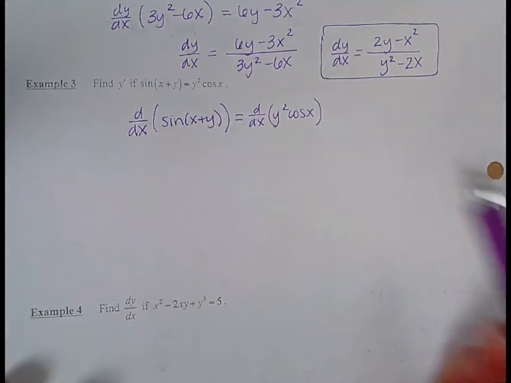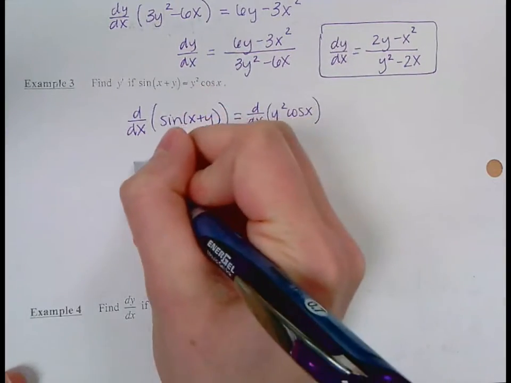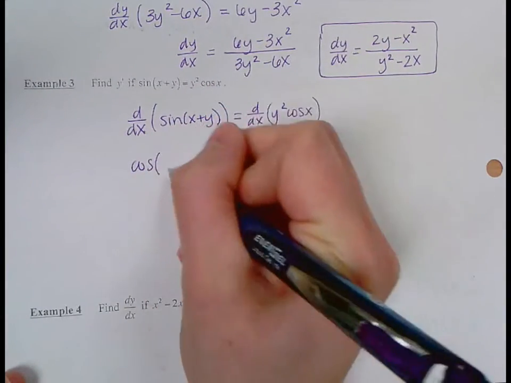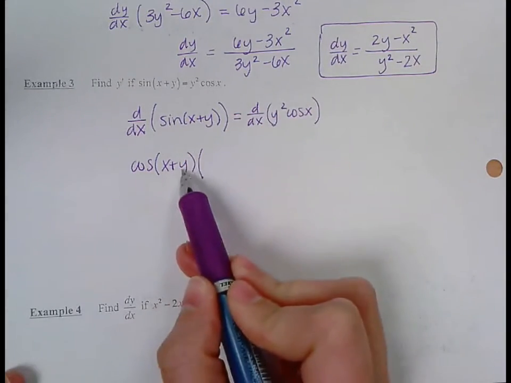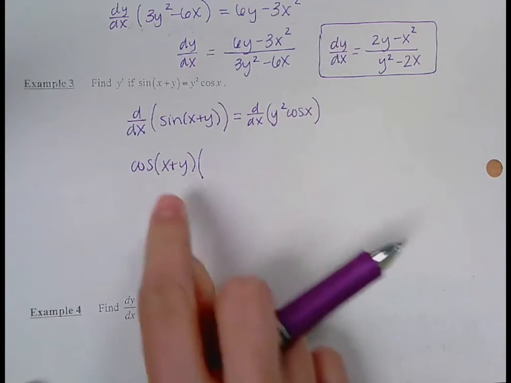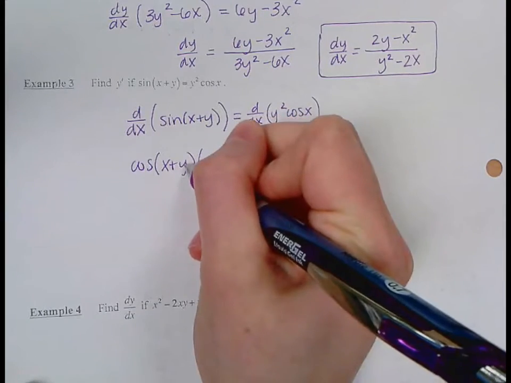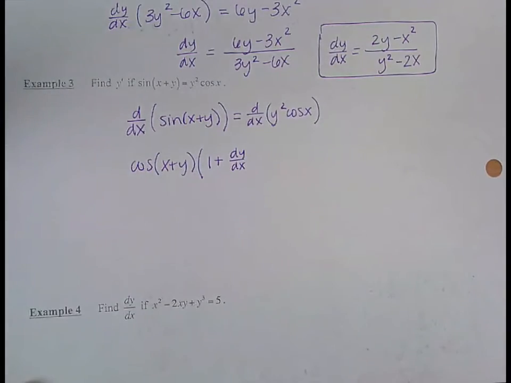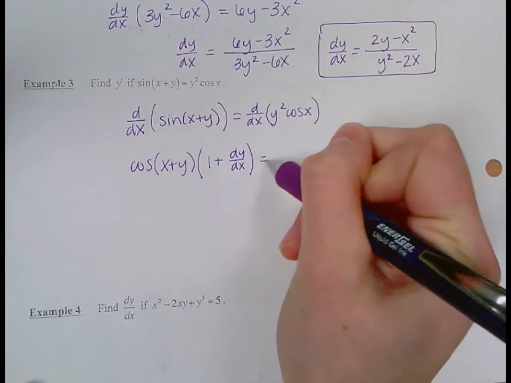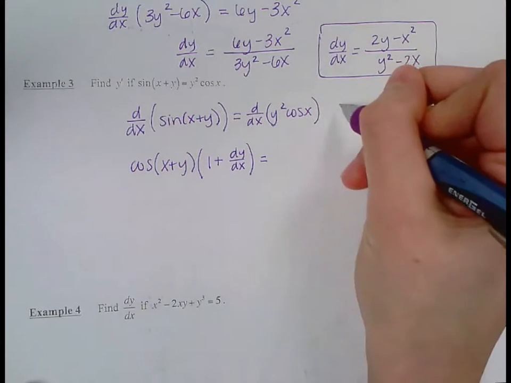So I would need the derivative of the outside, derivative of sine. So cosine of, leave the inside the same, x plus y, and then multiply by the derivative of x plus y. So what's the derivative of x? 1 plus the derivative of y. Yeah, 1 dy dx or just dy dx. Okay, equals, what do we need on the right side? Product rule.